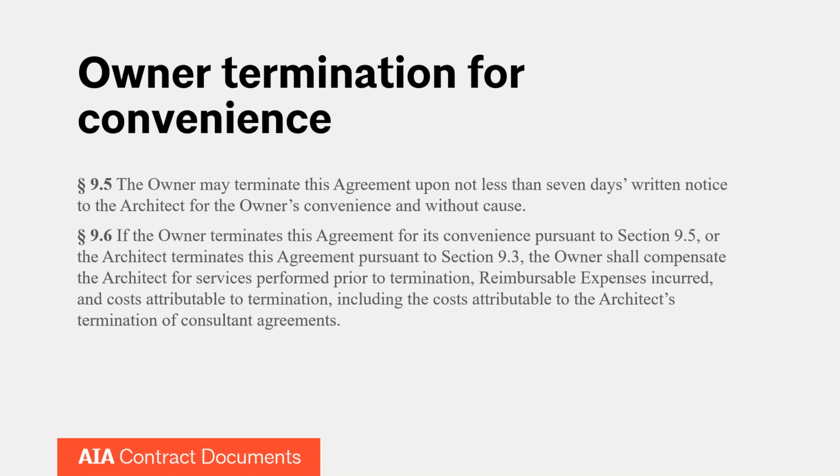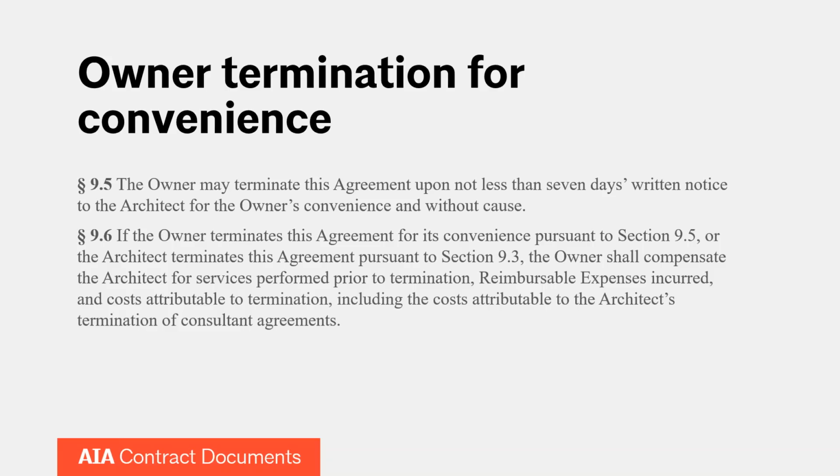If an owner terminates for convenience, then what's the procedure? What's the architect entitled to? Let's look at some of those questions. And those are in 9.5, 9.6, and then 9.7, which is on the next slide. So under section 9.5, an owner can terminate an agreement for convenience at any time for any reason, as long as they give 7 days notice.